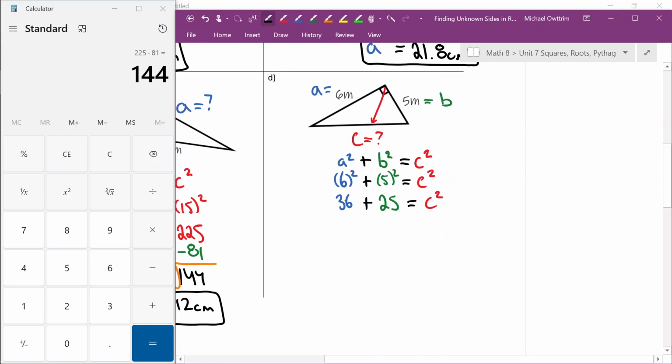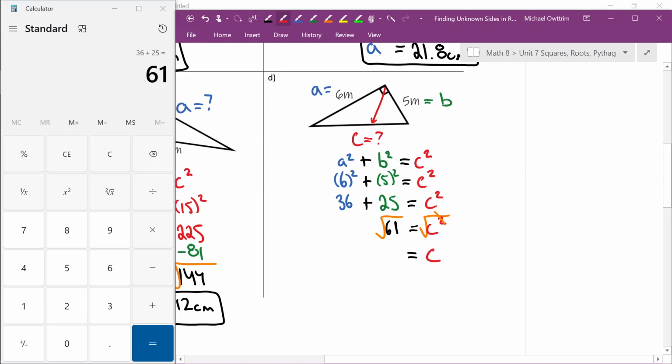We'll continue simplifying by adding our 36 and our 25. Again, no harm in using your calculator for that if you'd like. And you get 61 is equal to your c squared. To isolate our C, we need to undo the squared exponent. To do that, we're going to apply a square root to both sides of our equation. To cancel out that square, we'll be left with just a C on the right side.